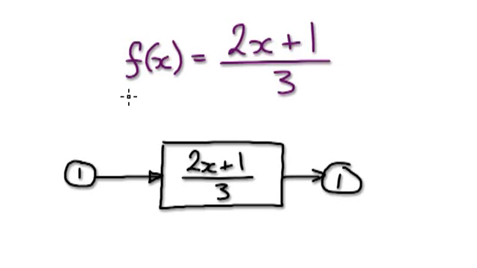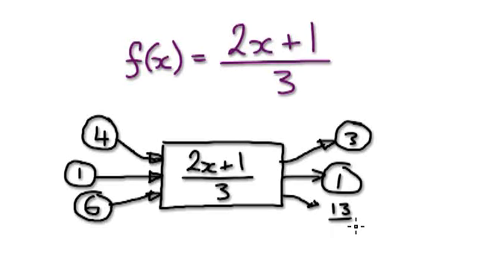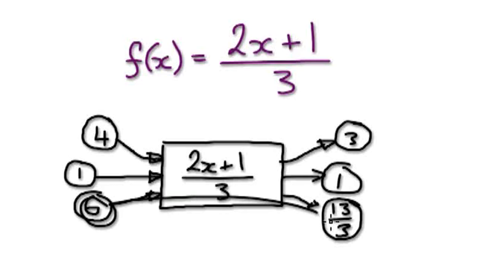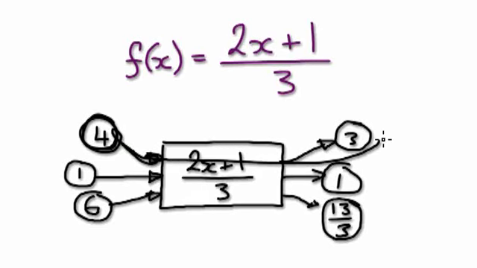If you put in the number 4 into this machine, you're putting the 4 into this x, so this will be 8 plus 1 is 9, divided by 3, and it will spit out the number 3. Suppose you put in the number 6. Then this will be 12 plus 1 is 13, divided by 3, so it will be 13 over 3. So if you put in 6, it spits out 13 over 3. If you put in 1, it spits out 1. If you put in 4, it spits out 3.